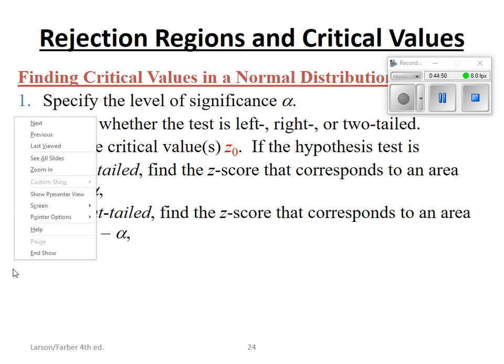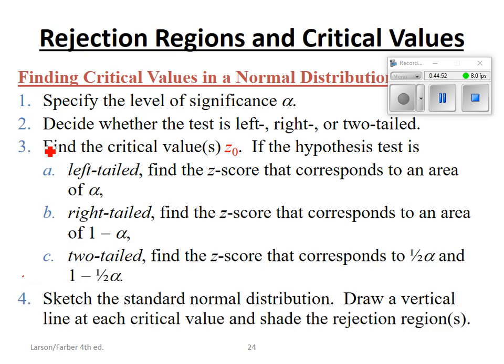I think I have this on here twice, and I'm going to sort of skip through this. Specify, don't write this down because I think it's easier with what I got written somewhere else. Specify the level of significance, decide whether it's left-tailed, right-tailed, or two-tailed, find your critical values, find your Z0, sketch the standardized. You gotta make sure you're drawing these graphs on each one, and deciding, hey, I'm here, if it's left-tailed or right-tailed or whatever. So draw it each time.